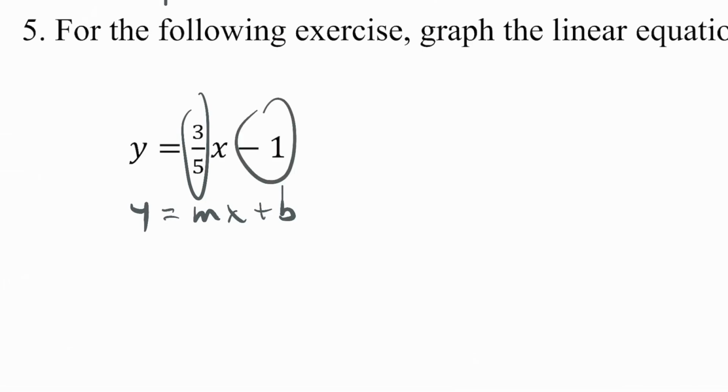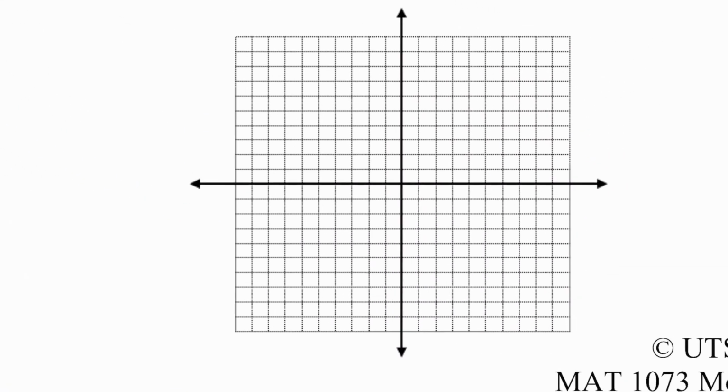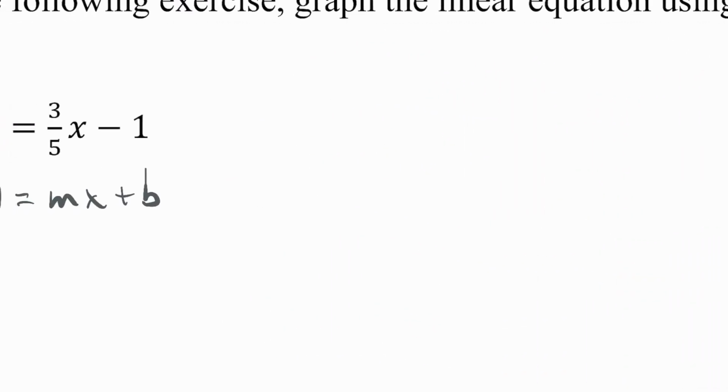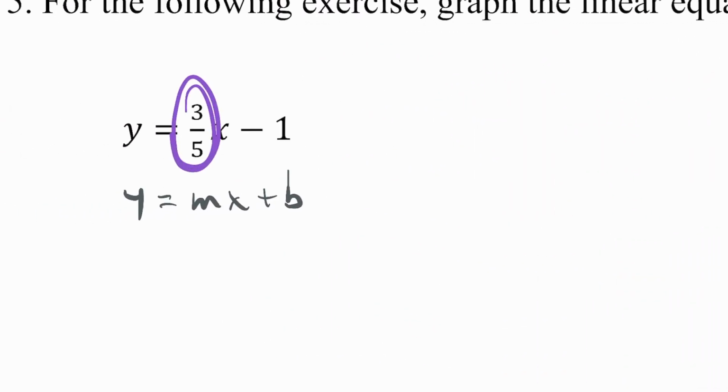So I can go over to where y is -1 on the axis and mark a point down because that's going to be a point on the graph. So -1, bam, there's a point on the graph. Okay, we don't need a table for this necessarily. If I look at the slope, the rise over run is 3/5.